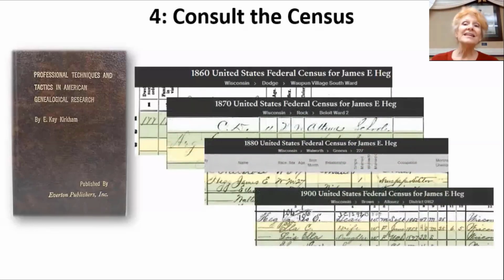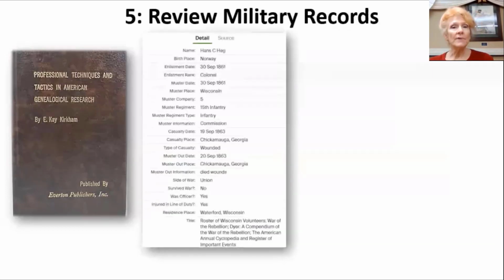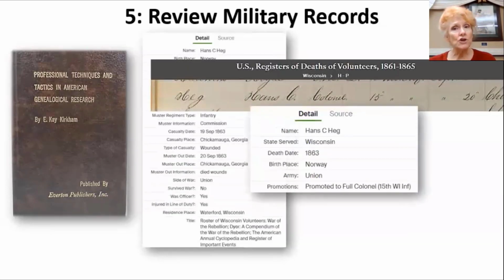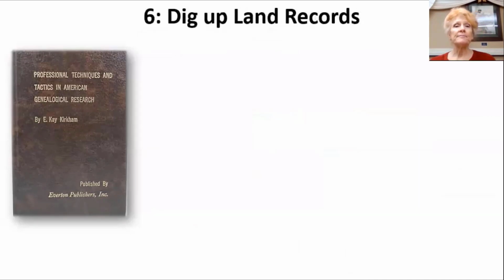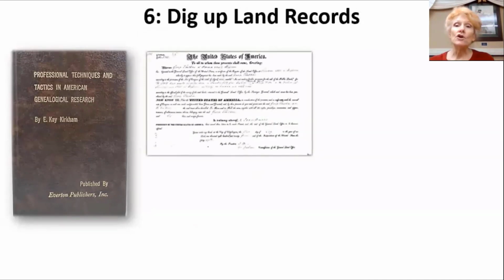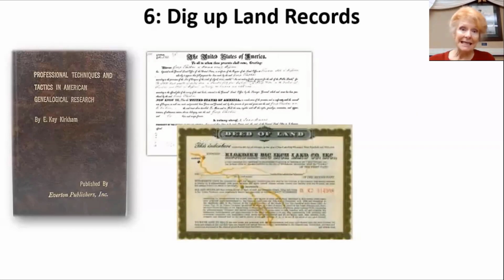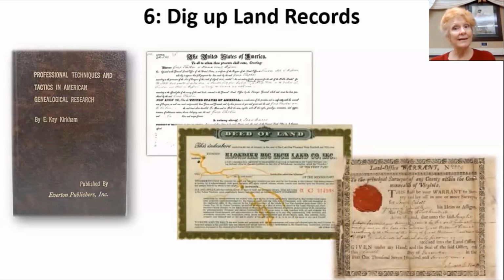Consult every census. For example, only the 1900 census lists the birth month and year. Others are estimates. Build a chain of circumstantial proof with multiple sources. Review every military record to corroborate evidence. Dig up land records and learn the difference between a grant, a patent, an indenture, a deed, and those most sought after military bounty land warrant like this one for service in the French and Indian War.